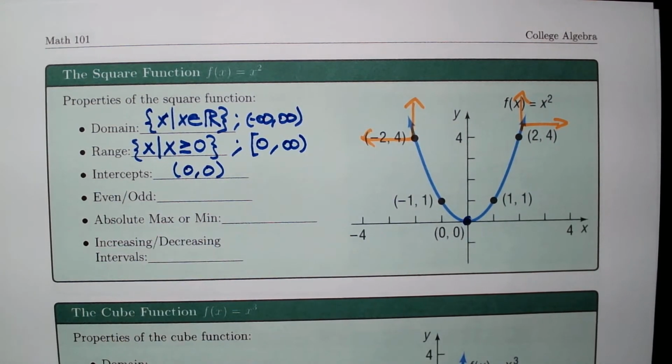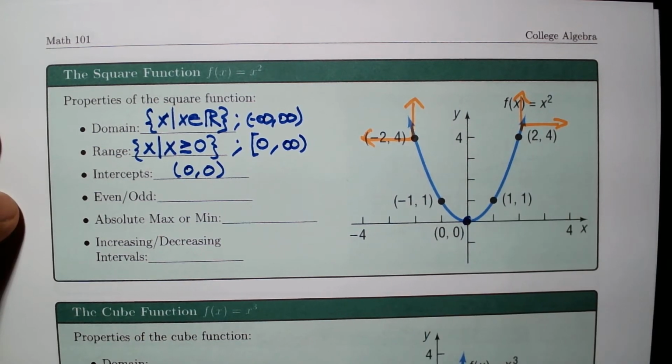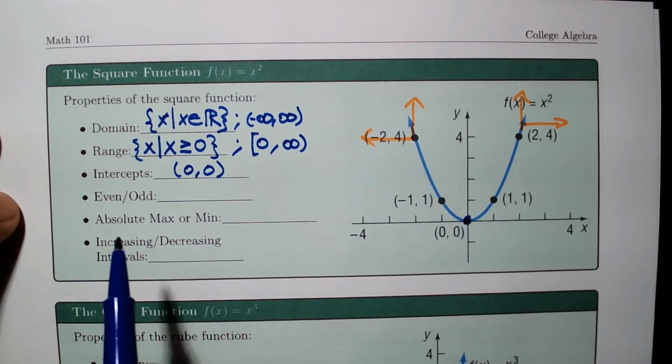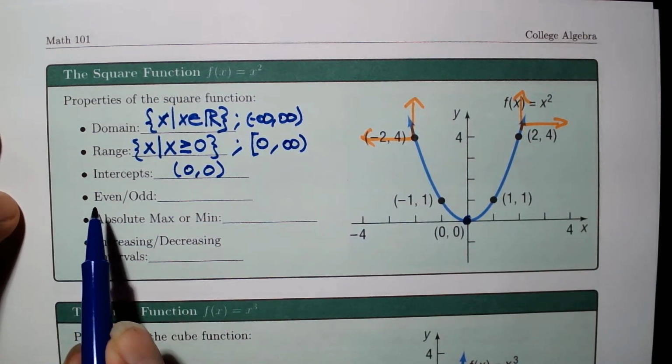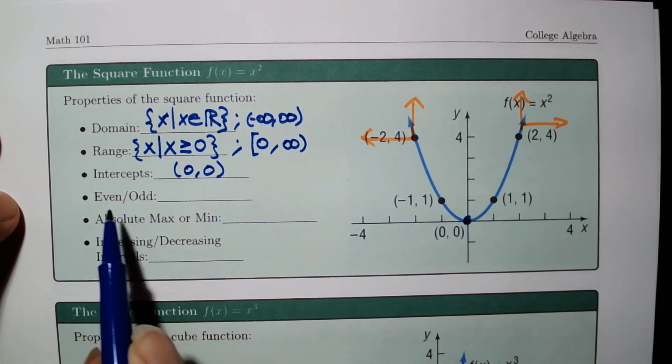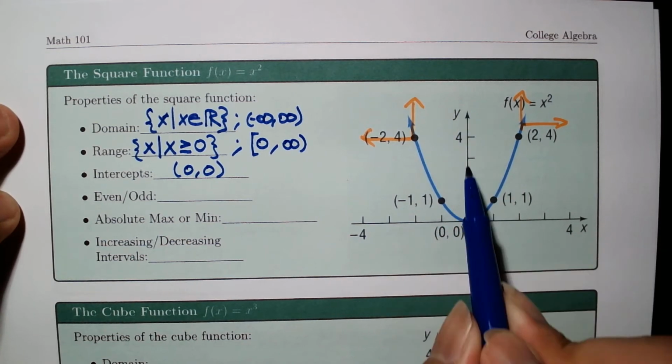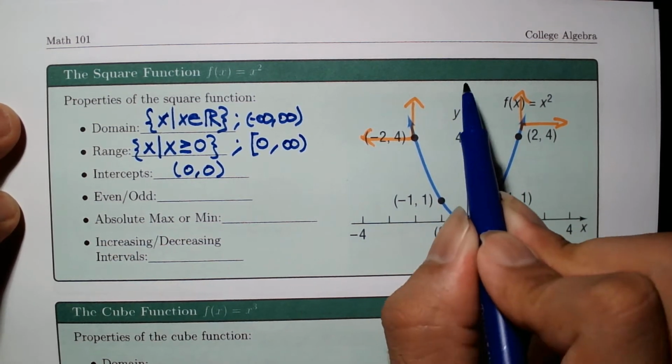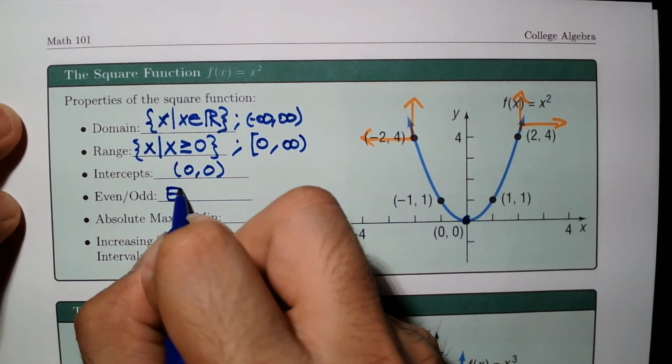Is this function even or odd? Well, look at the symmetry. Again, keep in mind that a function is even if it's symmetric about the y-axis, and it's odd if it's symmetric about the origin. So in this case, we can see the symmetry about the y-axis, so this function is even.